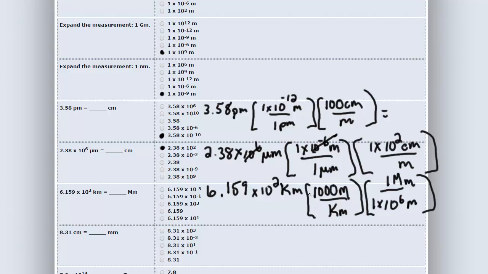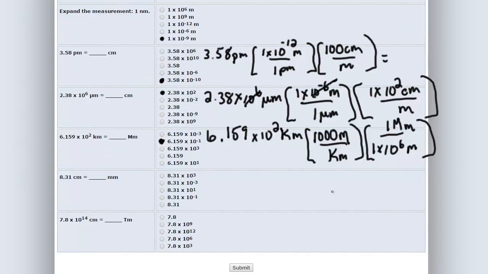So I have a 1 times 10 to the 3rd and a times 10 to the 2nd. So I have 1 times 10 to the 5th in the numerator, 1 times 10 to the 6th in the denominator. So that's going to give me 10 to the negative 1. So that's going to be 6.159 times 10 to the negative 1 power for megameters.